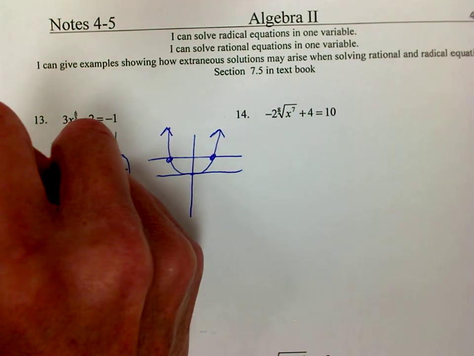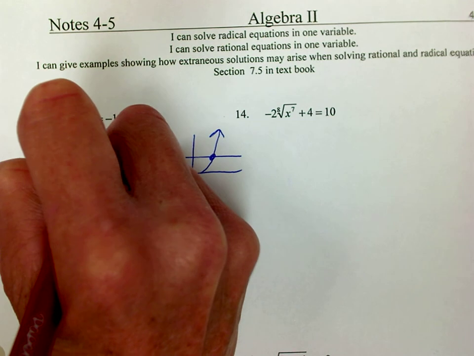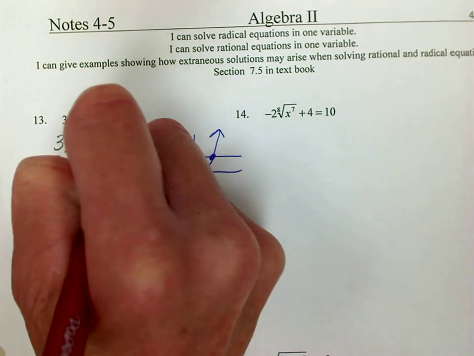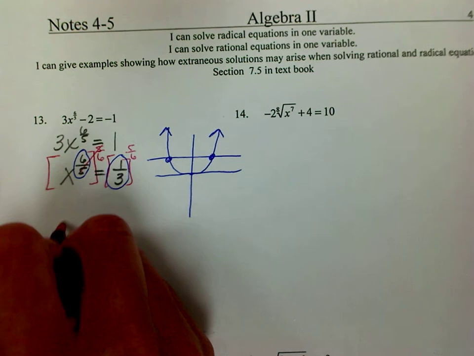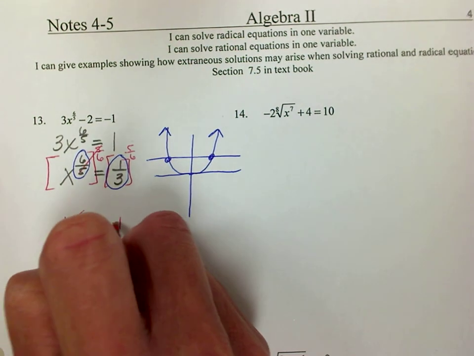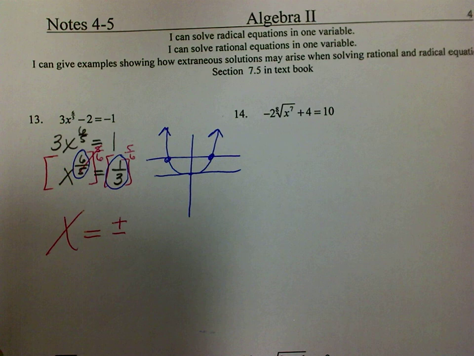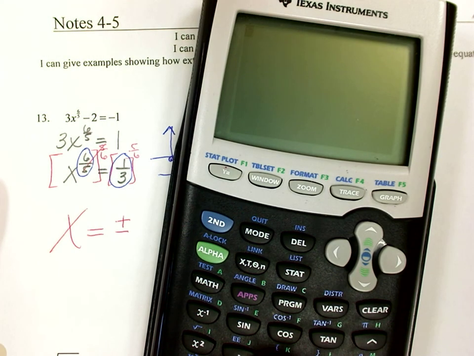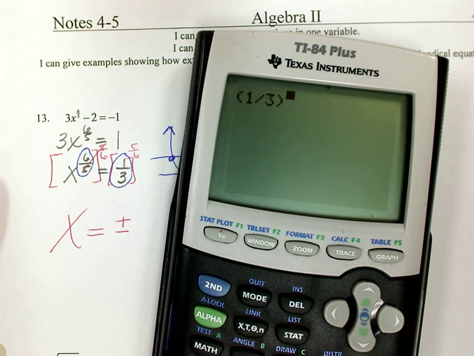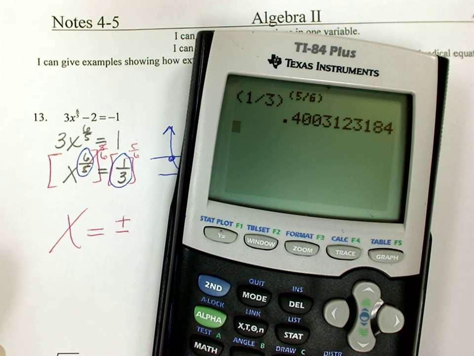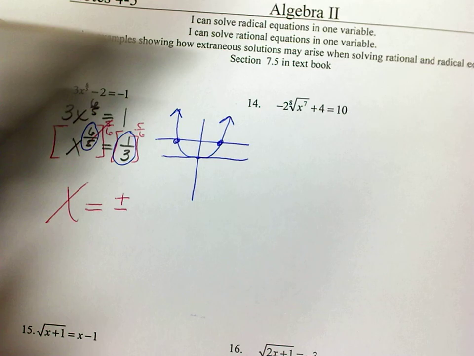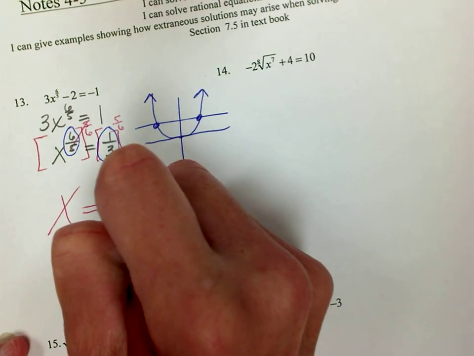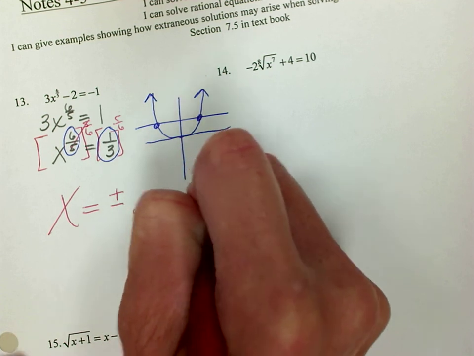So I'm going to get rid of my 6/5. I'm going to do the reciprocal. That cancels out. It's going to be positive and negative something. So in my calculator, I'm going to take 1/3, you have to make sure your fraction is in parentheses, to the power of 5 divided by 6. So 0.4003. I'm going to go up 4 decimal places this time.